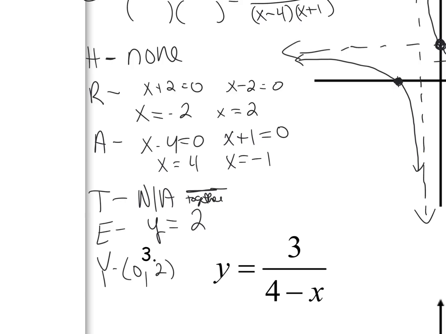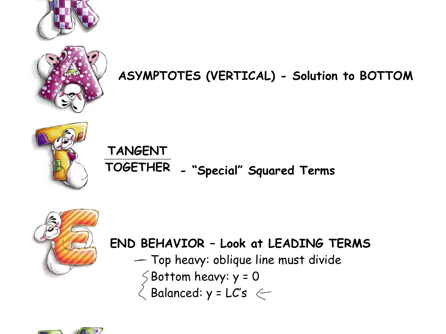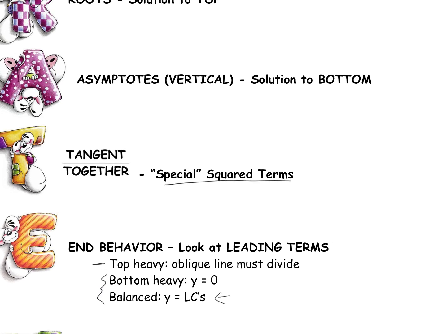This thing makes you able to graph it without having to look up any points. Together, if you'll notice, talks about special squared terms. For example, if on the bottom I had x minus 2 squared, notice the factor is squared. That would mean that my graph is going to come together at that vertical asymptote.